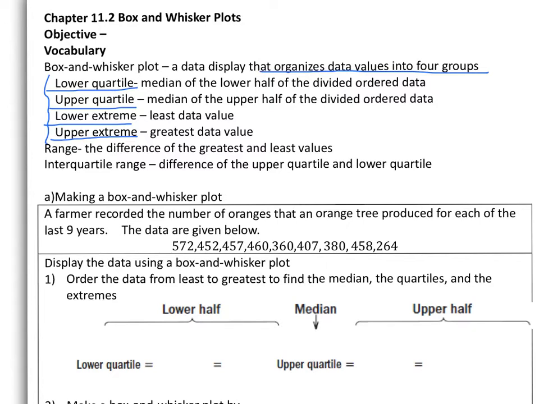We will also revisit the vocab word range, which is the difference between the greatest and least values in a data set. And then we'll also look at the interquartile range.